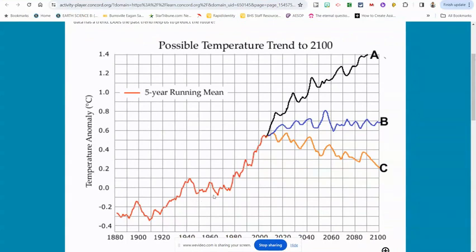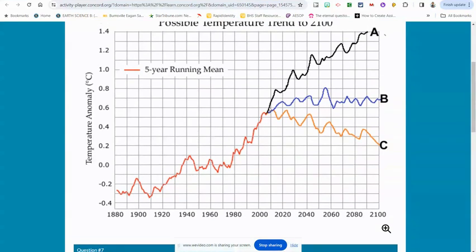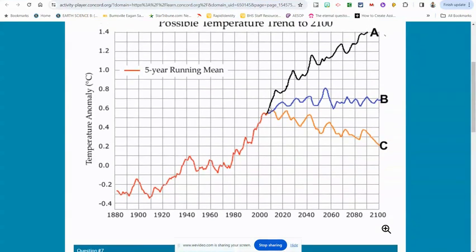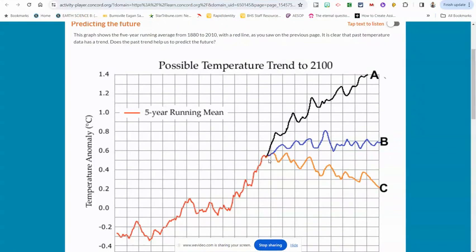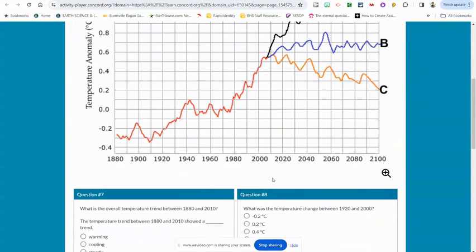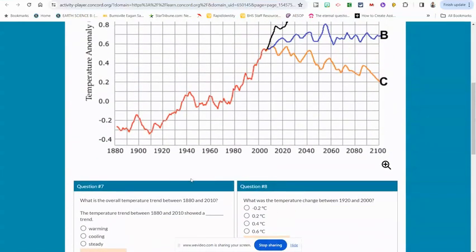Okay, so the red line is where we are as of the end of this data collection. So it looks like at about, I can't really see, 2007 or whatever. And so our job is to take a look at, what do you think will happen next? Do you think the line will be A, B, or C? So question 7, what's the overall temperature trend between 1880 and 2010? Between 1880 and 2010, hopefully you said that it was a warming.